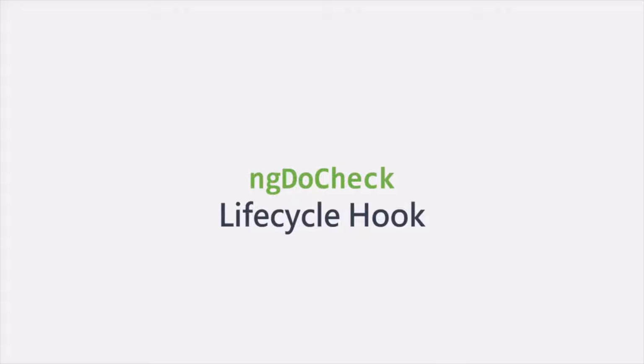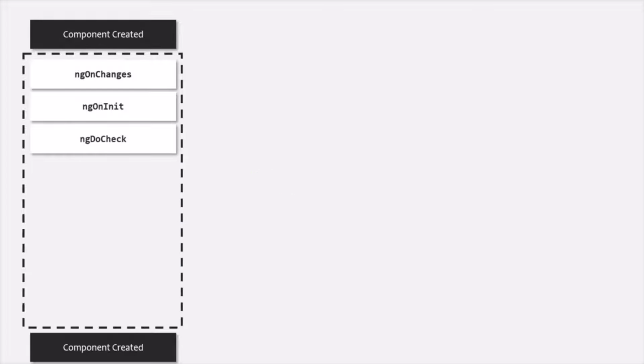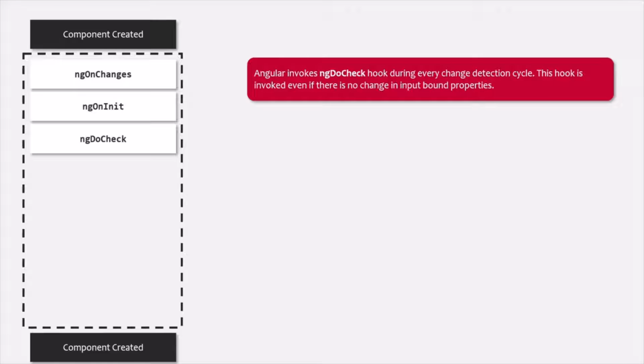In this lecture, we are going to learn about the ngDoCheck lifecycle hook of Angular. This ngDoCheck lifecycle hook is the third lifecycle hook of Angular, which gets called after ngOnChanges and ngOnInit. And the ngDoCheck lifecycle hook is very easy to understand. Basically, Angular invokes the ngDoCheck lifecycle hook during every change detection cycle. So this hook is invoked even if there is no change in input bound properties.